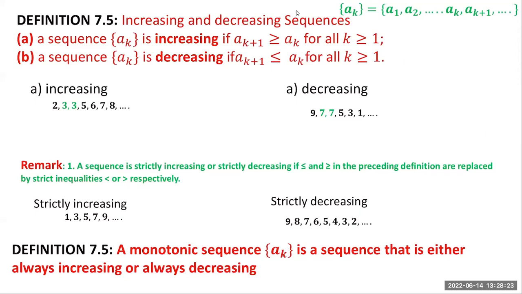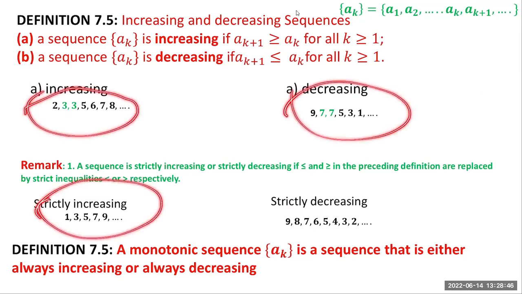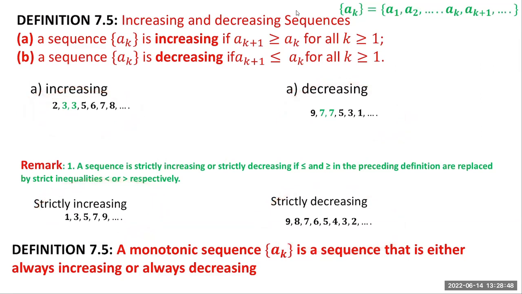All right, the next definition I want to go over is a monotone sequence. What do we mean by a monotone sequence? The definition is very simple. A monotone sequence a_k is a sequence that is either always increasing or always decreasing. If a sequence is always increasing or always decreasing, that type of sequence is called a monotone sequence. All these 4 sequences are examples of monotone sequences. They are all monotone sequences. Of course, strictly increasing means the sequence is increasing. Strictly decreasing means the sequence is decreasing.